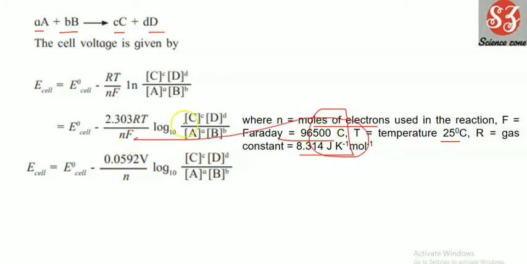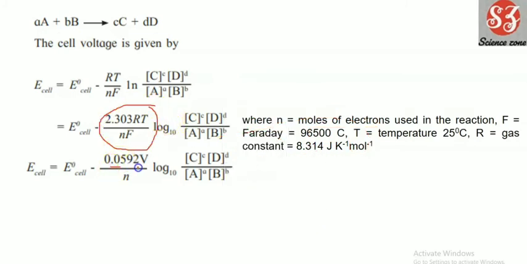And if you substitute these values in the given formula, you will get this calculated value, that is E cell is equal to E0 cell minus 0.0592 volt divided by n, that is the number of moles of electrons in the reaction, log to the base 10 of concentration of product divided by concentration of reactant. And this is a very important formula which you need to remember. If they ask you to calculate the E of cell and they provide you with the E0 of cell and the concentration of reactant and product, you can find out the E of cell.